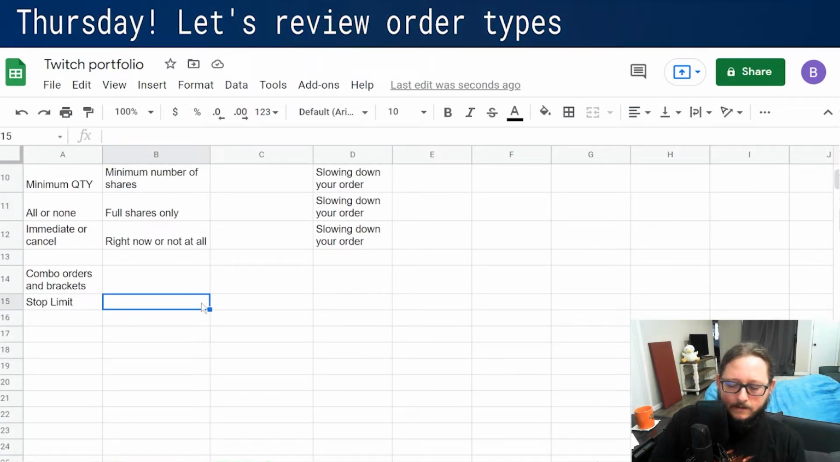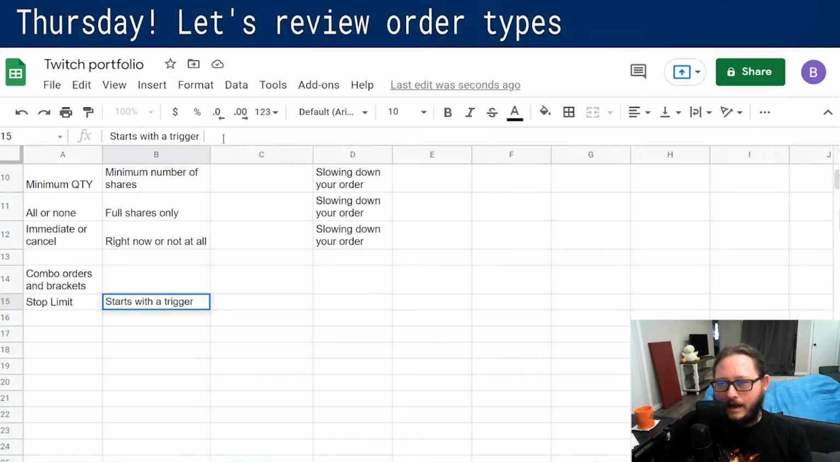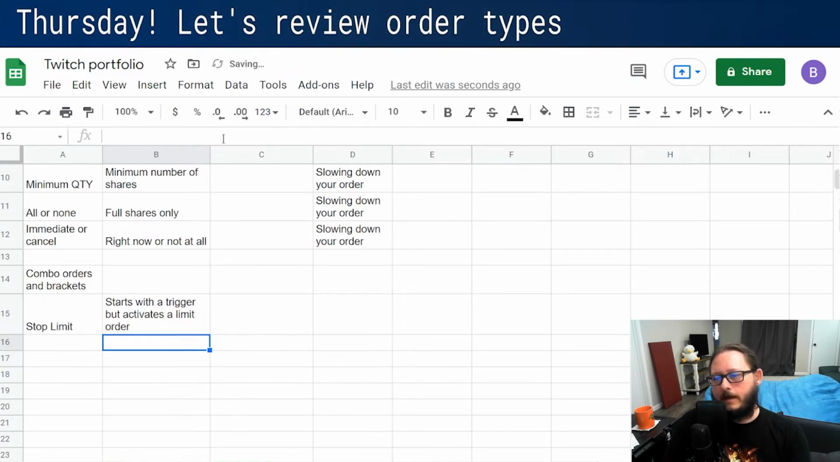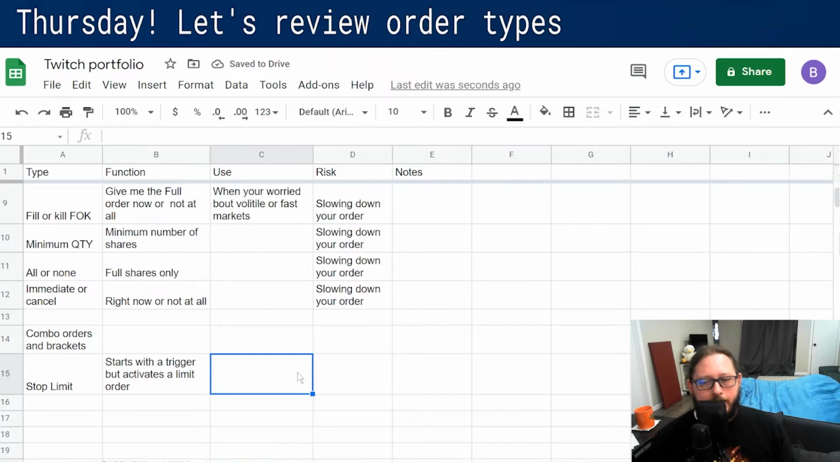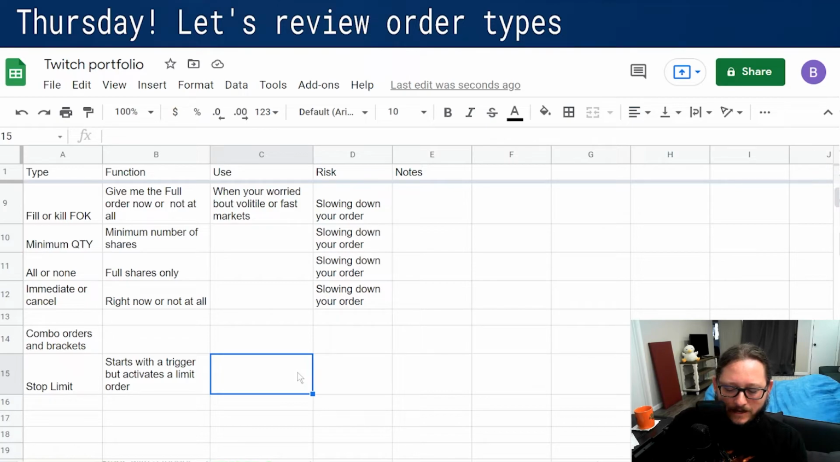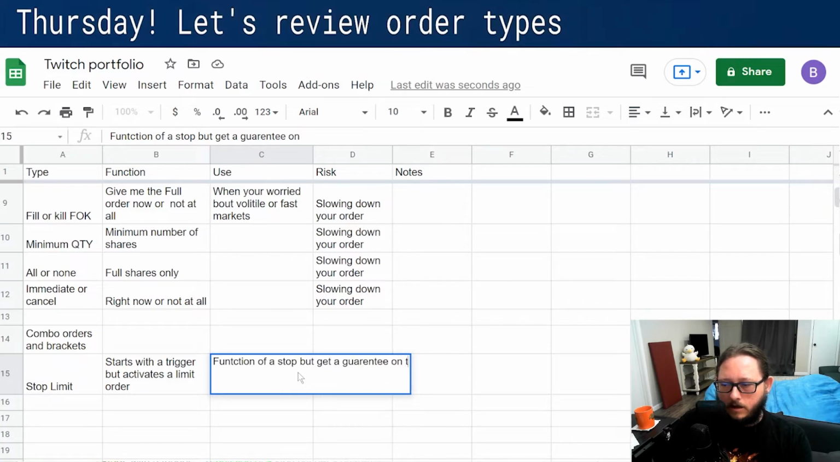So a stop limit starts with a trigger, but it triggers to a limit, but activates order. Okay. Now, in terms of the trigger activating a limit, this is used when you want to have the function of a stop, but get a guarantee on price.